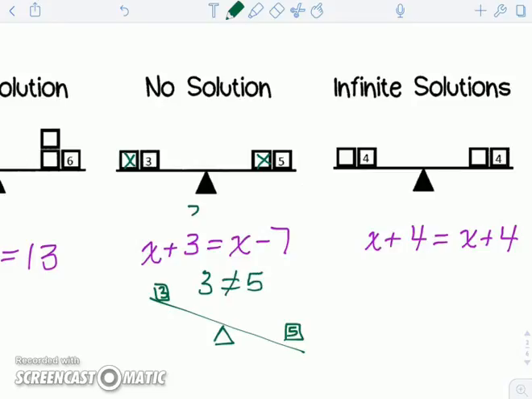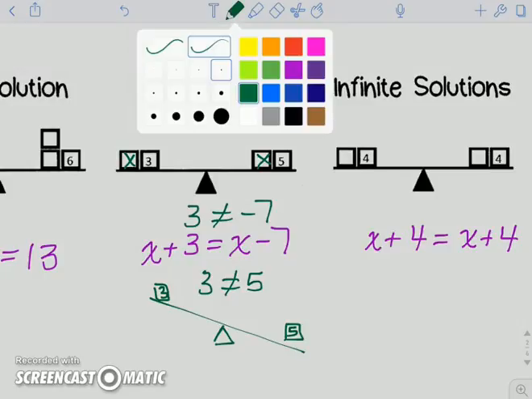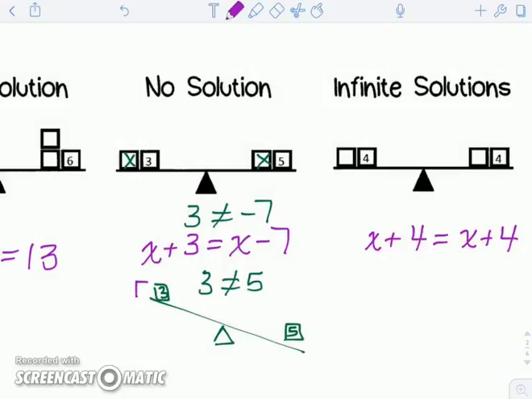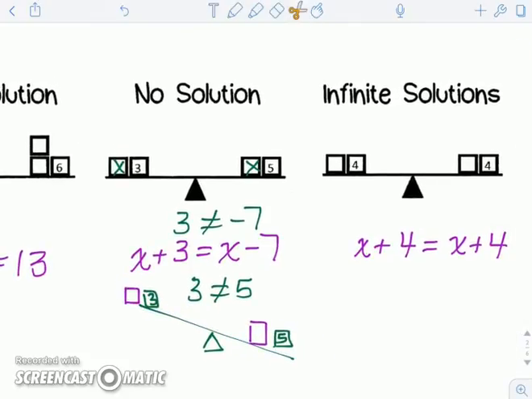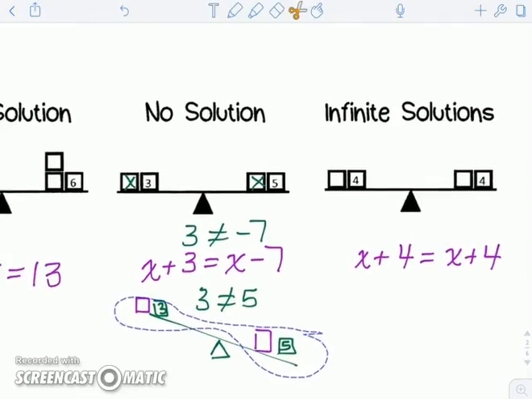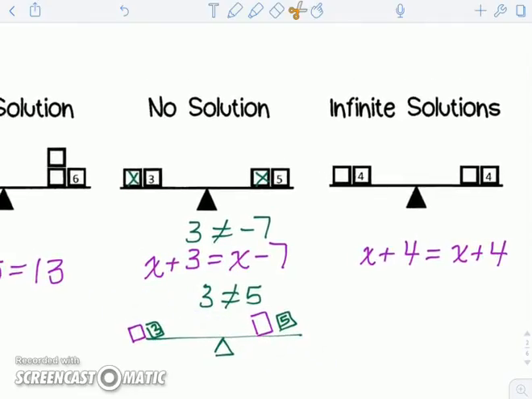In the purple example, 3 is not equal to -7. There's no x value I can plug in there. There's no 2 of the exact same blocks I can put on this scale that will magically make it become balanced, right? It's not going to happen. There's no way I could make it become like this, right?